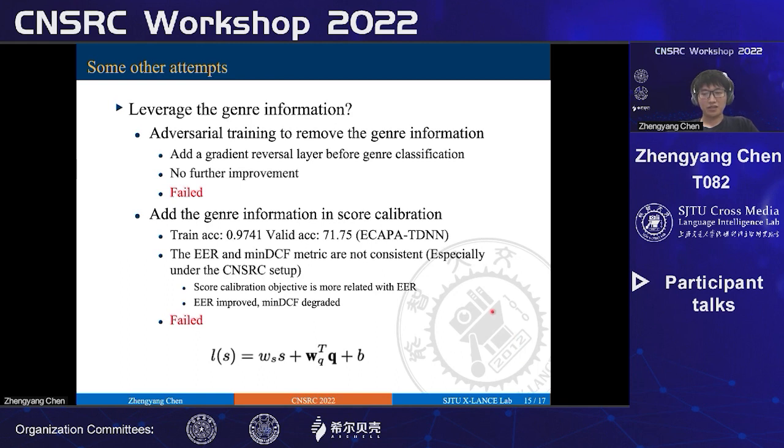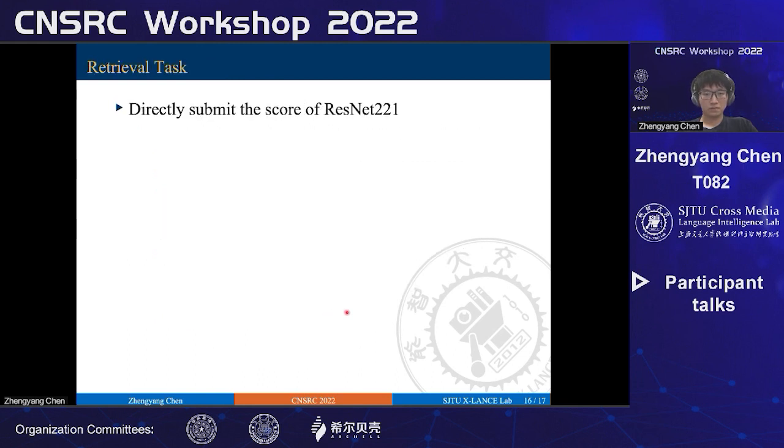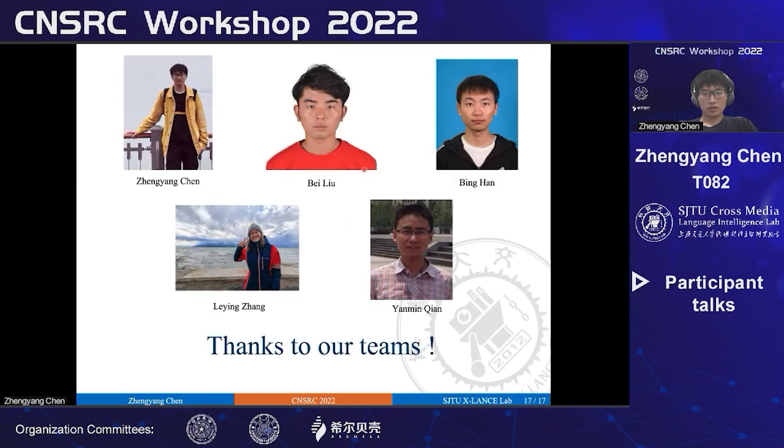However, in this experiment, we found that the score calibration training objective is more related with the equal error rate evaluation metric. After calibration, the equal error rate is improved, but the mean DCF value degrades. Besides, for the retrieval task, we didn't take too much time and directly submitted the score of ResNet 221. Finally, thanks for the efforts of our team in this challenge. That's all.